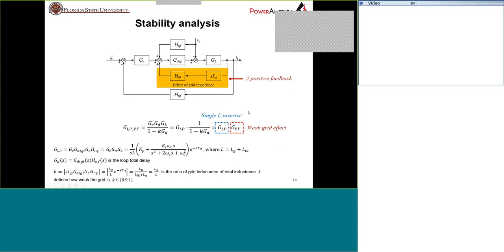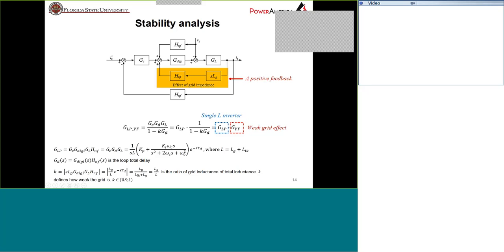If we change this control block diagram into its equivalent form, you can see that here we have an actual positive feedback loop caused by this grid impedance. That is the reason we have those instability issues. If we write the loop gain of the reference to the output transfer function, we can see that this transfer function can be divided into two parts. The first part, in the blue dotted block, is a normal single L inverter, and the second part, in the red block, is a new feature caused by this weak grid effect.